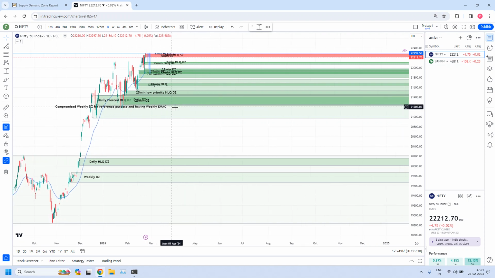But here EMA confluence is there. That's why it should get the support. Or there are higher chances that if this zone is violated, prices may get into the daily zone inside the quarterly area. This is the quarterly demand zone. So this is the next possibility.